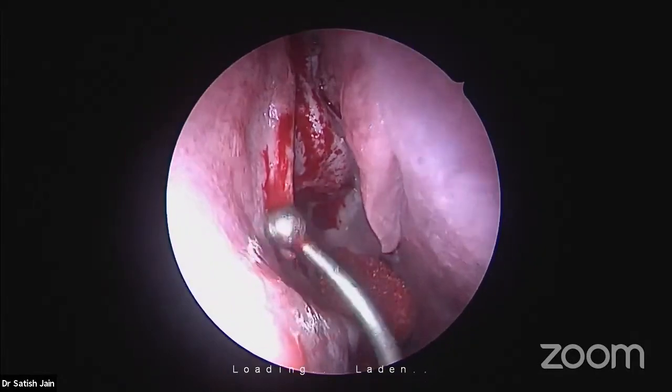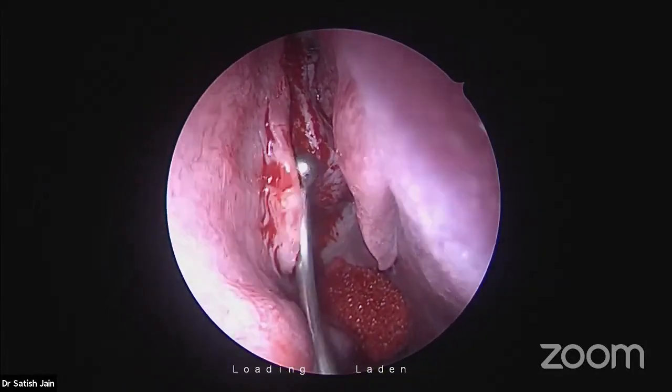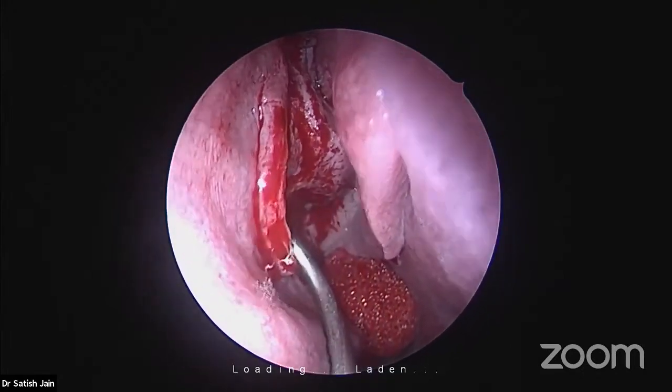Now, this is your uncinate process. Can you see? See this everted? It was everted because of the polyp disease. See, this is the uncinate.